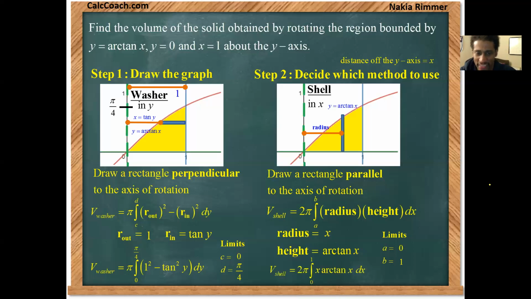Now, at first glance, it looks like it's a fair trade. Either one is doable. We're going to find out that doing it by shell works, but it's going to require integration by parts, and doing it by washer doesn't. At first, you think, well, how am I going to integrate tan squared? But it's not that bad. Let me do the shell method for you first. At the very end, I'll just talk you through, and we'll quickly go through the washer method.